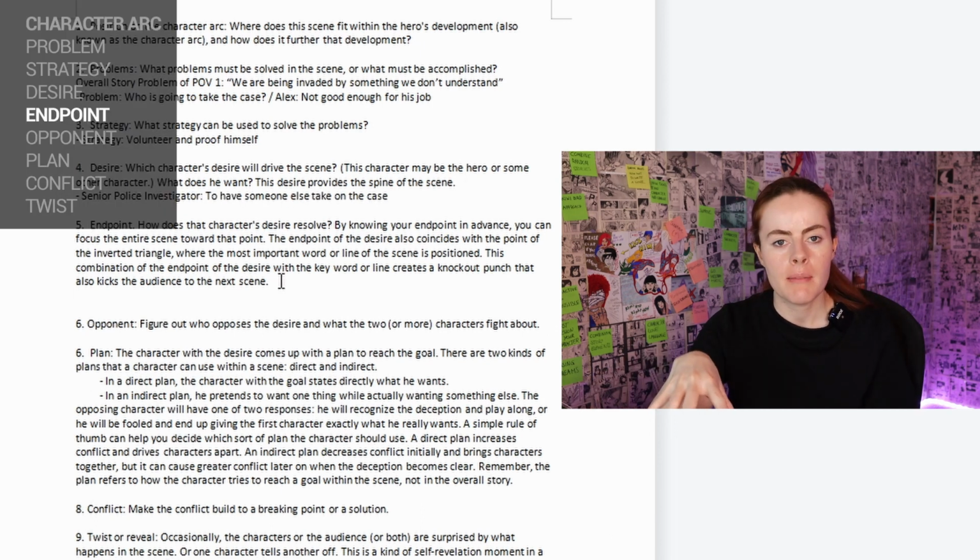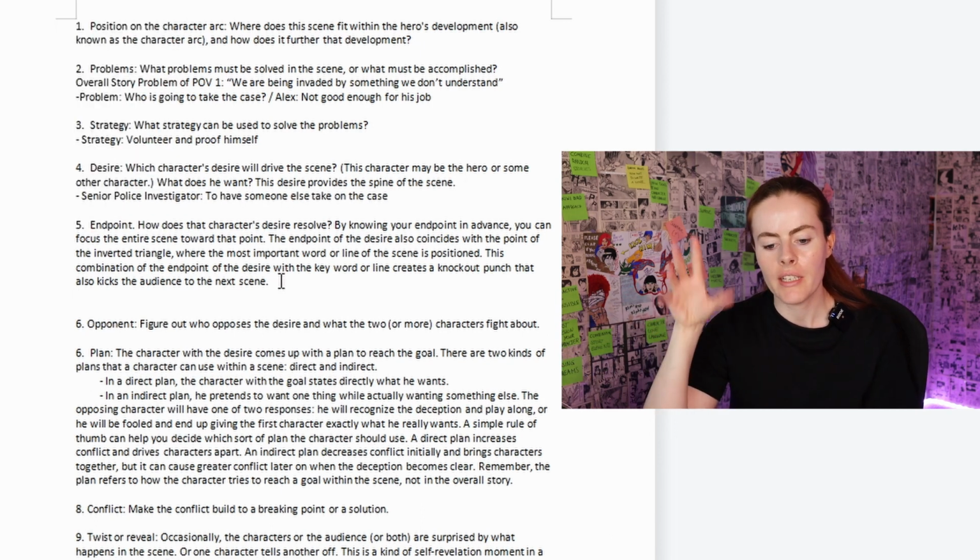So then the 5th step is the endpoint, and that's basically where does the scene end. And here in this theory, it's all about having the scene lead to one basic point, one key element. So this would be like the final word or the final sentence or this final reveal of the scene. And that kicks off the next scene, which in this case could mean that you have all the investigators at the scene and they're taking in the information and basically figuring out what is going on.